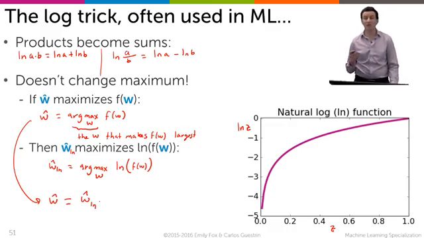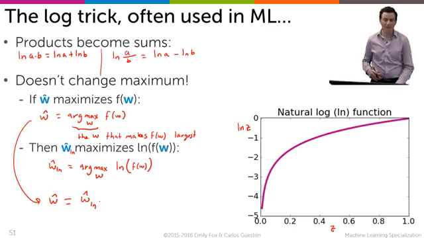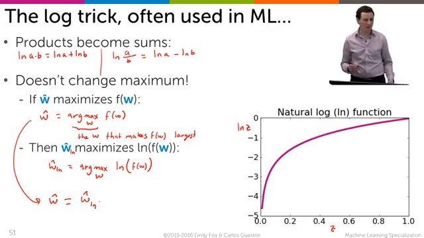So what we did in the previous slide, which is take the log of the likelihood function, still keeps the optimum exactly at the same place. And it's going to make our math quite a bit easier.